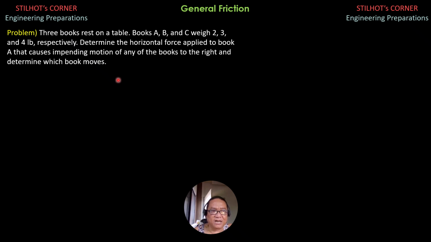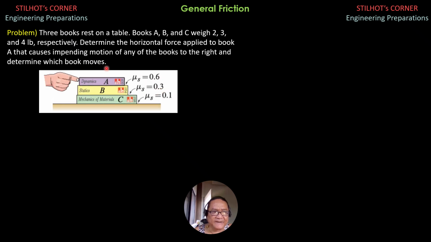analyze problems involving friction. So three books rest on a table. Books A, B, and C weigh 2, 3, and 4 pounds respectively. Determine the horizontal force applied to book A that causes impending motion of any of the books to the right, and determine which book moves.